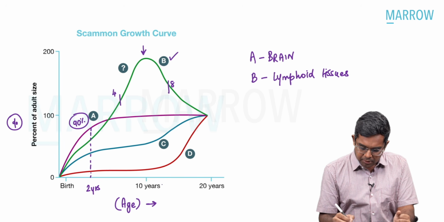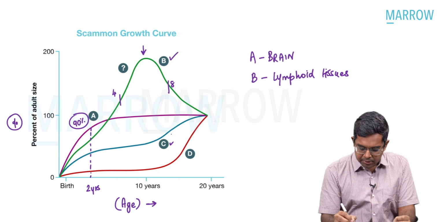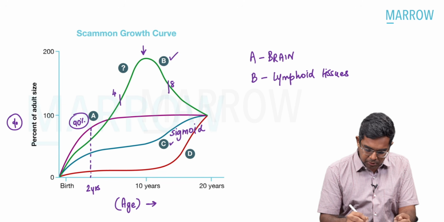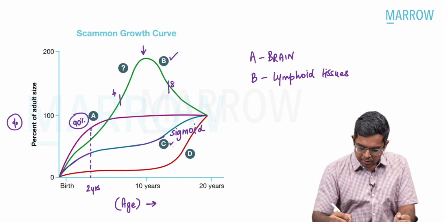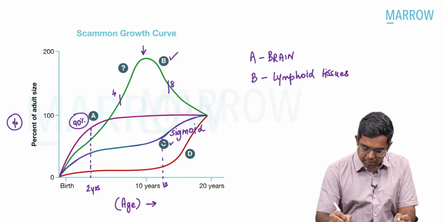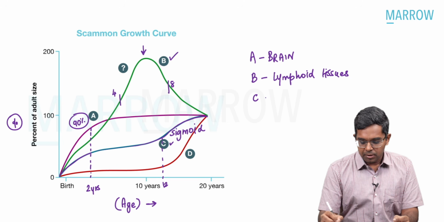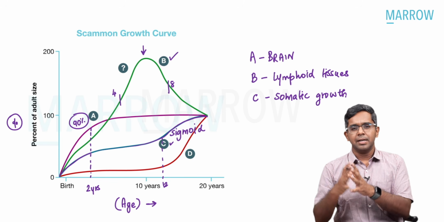Then next one is regarding curve C. Now you can see that it is a sigmoid curve, where in the initial 2 years there is a rapid increase, then there is a slow increase, then after around 12 years, there is again a rapid increase. So what is this sigmoid curve? The C curve is for somatic growth. Or simply you can remember it as the height increase pattern.